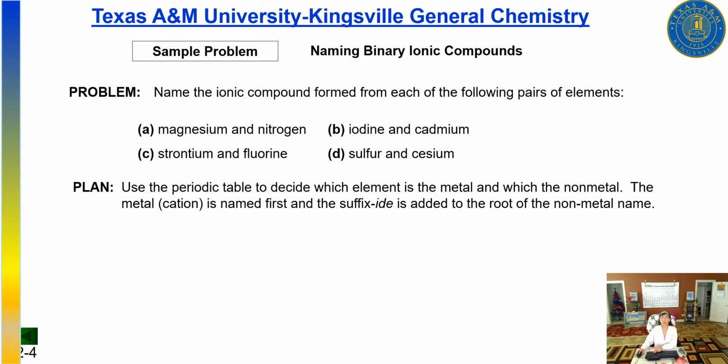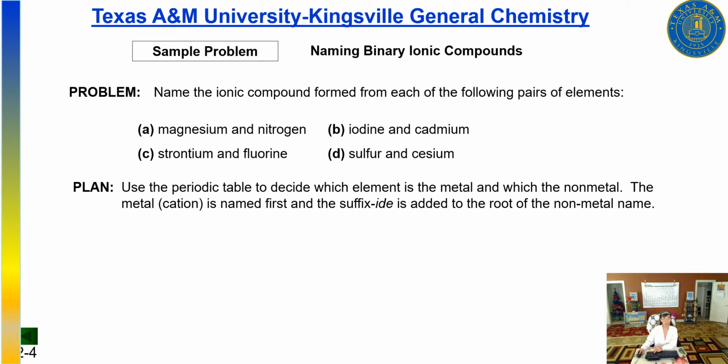And then you come up with your solution. The plan is that you are going to use your periodic table to determine where your element is located, whether the element is metal or non-metal. And then you need to know what the charge is, what the positive ion and the anion are. If you have a non-metal, you need to change the non-metal to the -ide suffix.